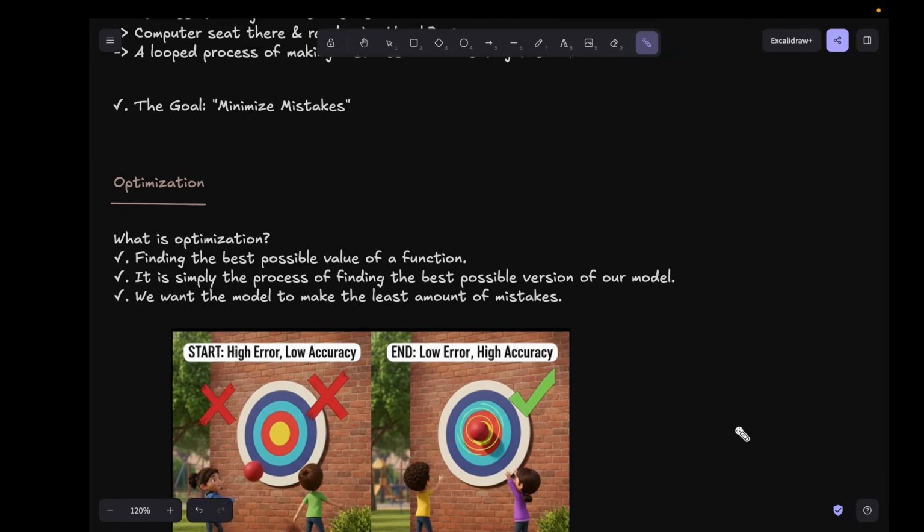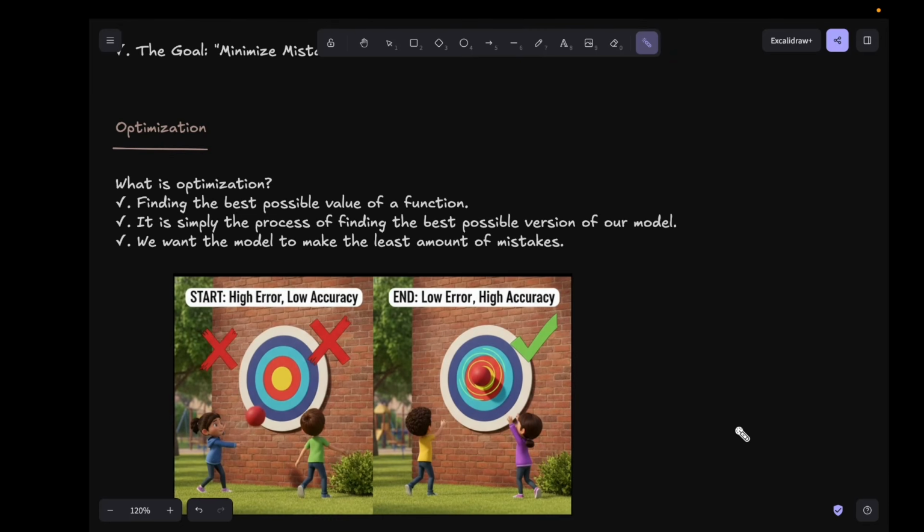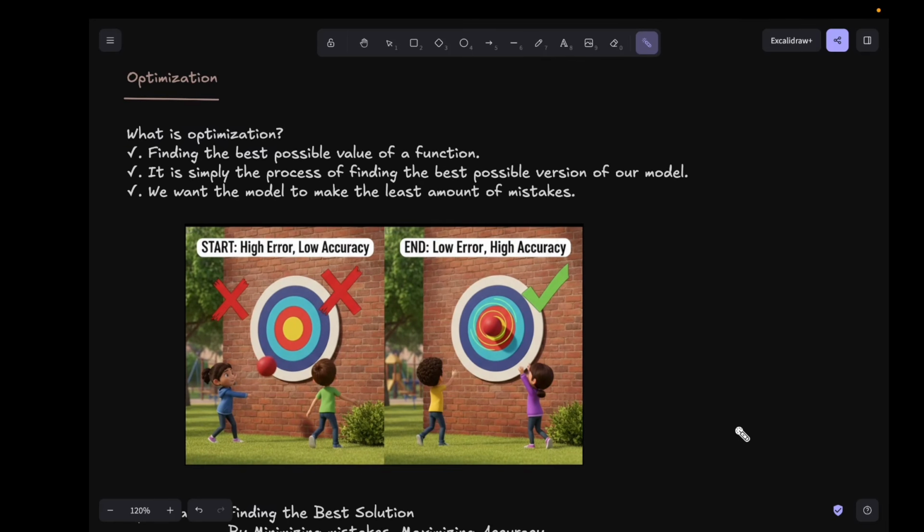So what is optimization? Optimization means finding the best possible value of a function. In machine learning, it is simply the process of finding the best possible version of our model. So we want the model to make the least amount of mistakes, meaning the model should be accurate. You can think of it like this. If you are trying to hit a target, you just adjust your aim after each throw, right? You are optimizing your throws to hit the bullseye.